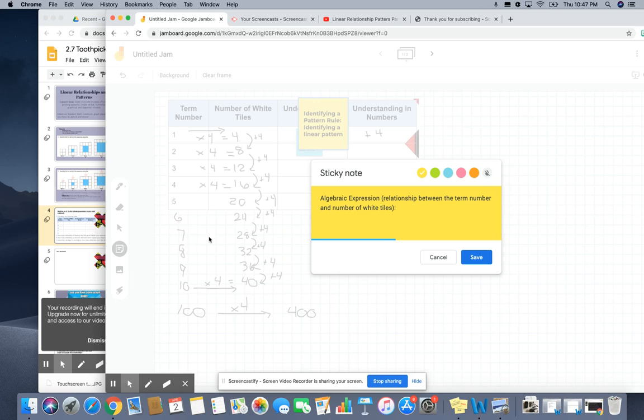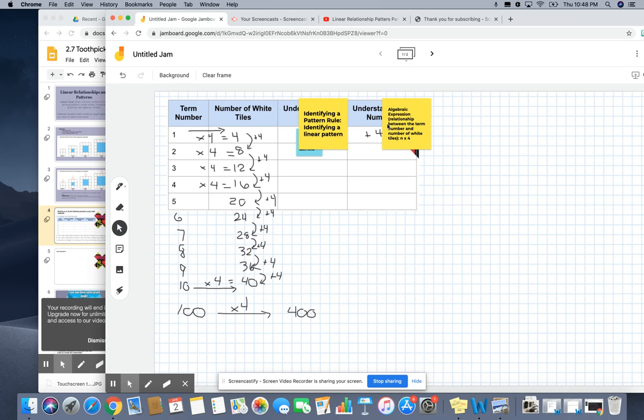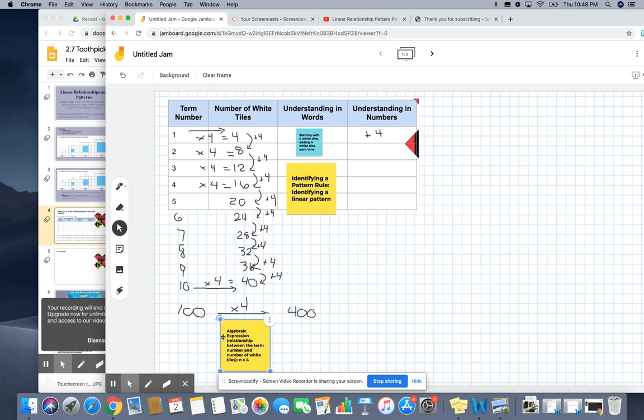So the algebraic expression, so the relationship between the term number and the number of white tiles. We could even use a variable. So if we were to say term number, so n times 4, that's going to be able to show us a result when we have a much larger term number.